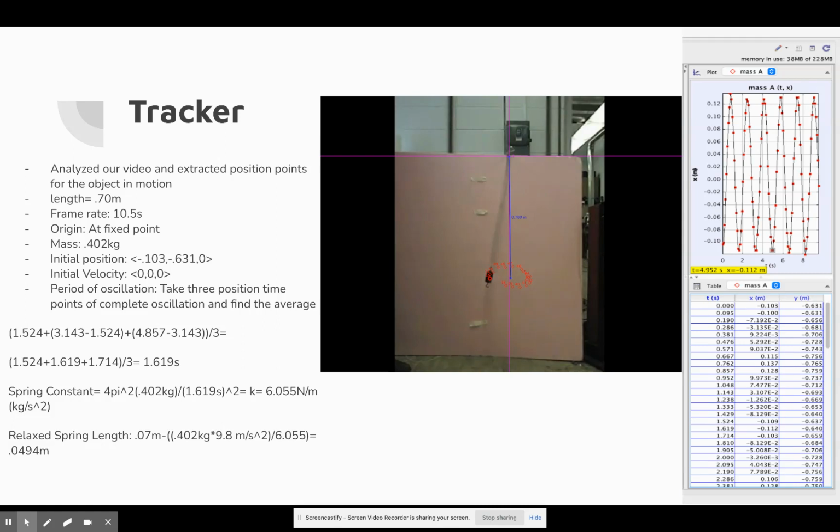Okay, so our first step was to upload our video into Tracker to extract position points for the motion of the object. So we were able to get our initial position, our initial velocity, which is 0 since it does start at rest, our period of oscillation, our spring constant, and our relaxed length of the spring. And then from this, we're also able to know that our constant values include our length and our mass.